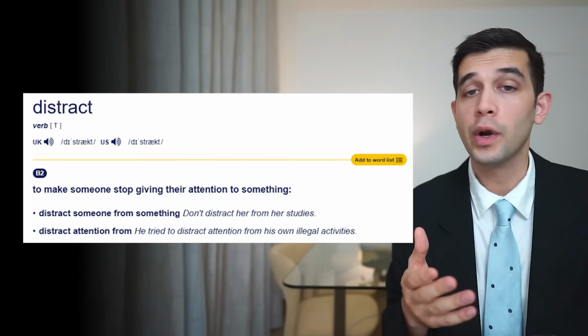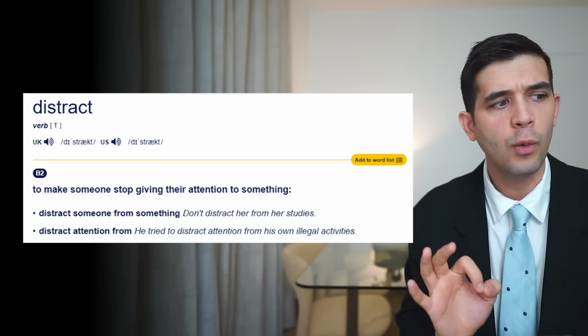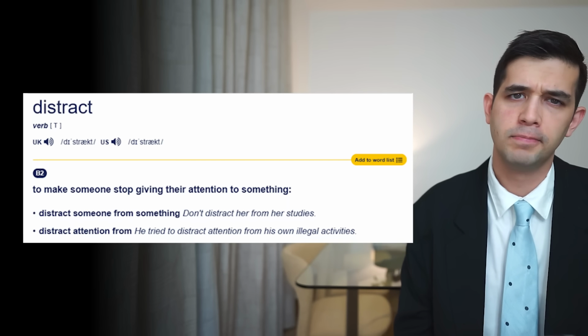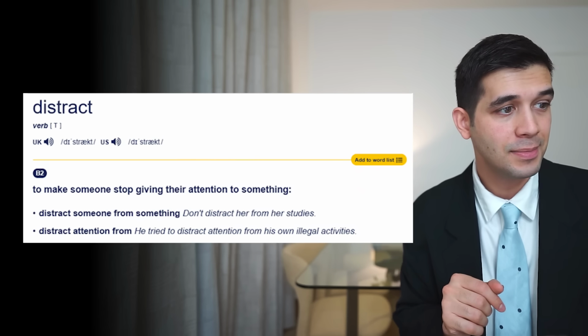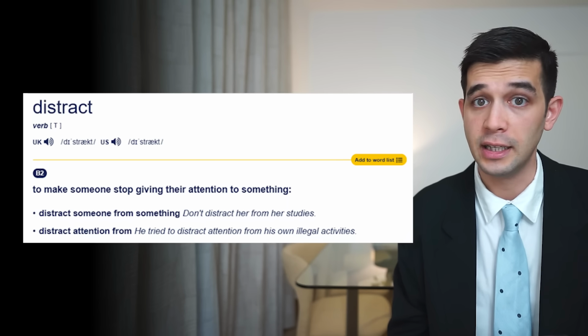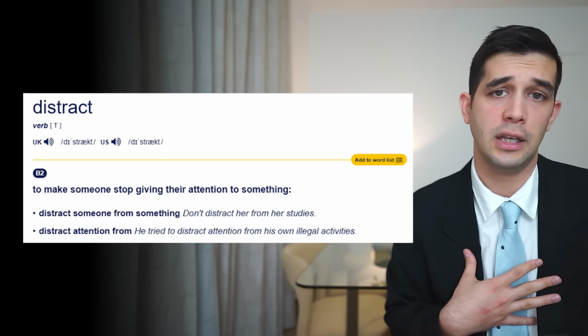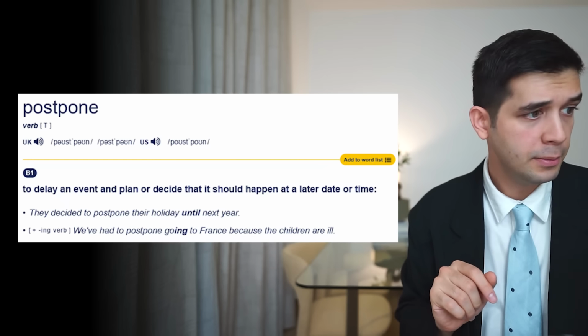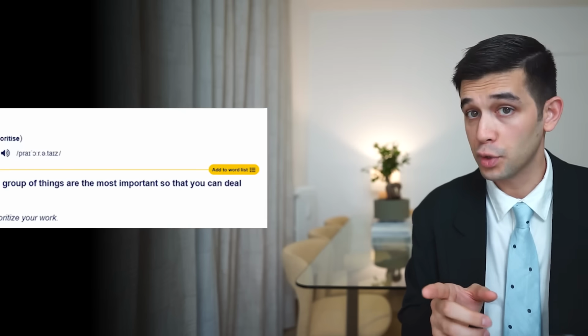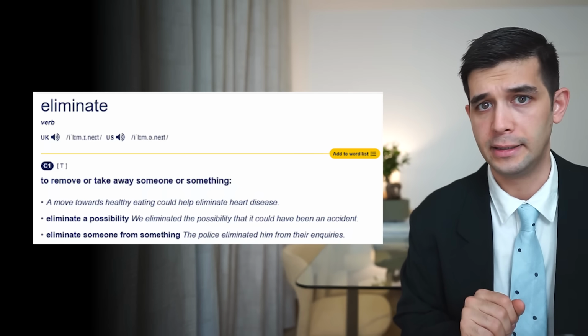So let's do it. The first word is distract. Definition: to make someone stop giving their attention to something. Very clear. Example sentences: don't distract her from her studies. Another example sentence: he tried to distract attention from his own illegal activities. Write them down. Simple meaning, simple example. And do the same for all other words using Cambridge Dictionary. Search for postpone, maintain, prioritize, and eliminate.